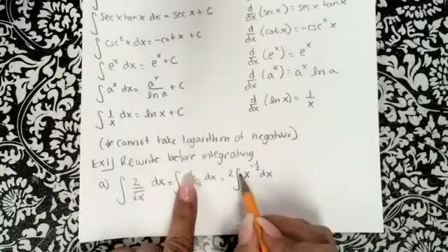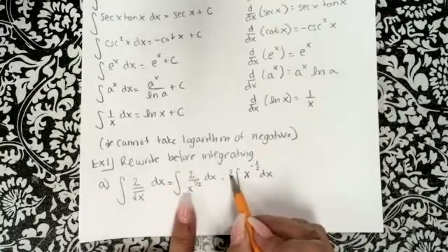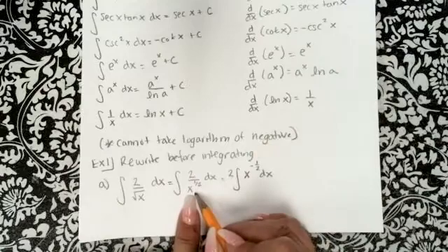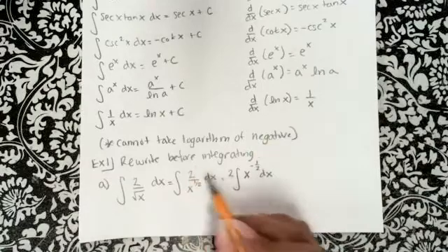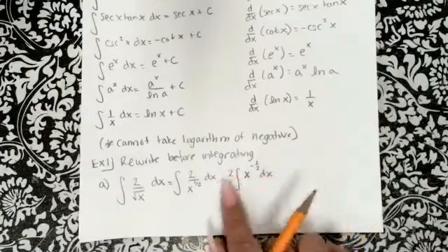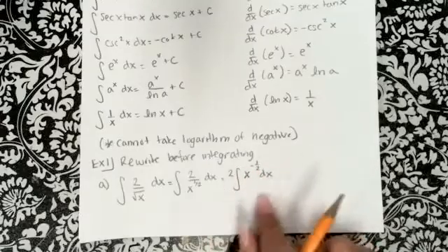So since 2 is a constant, I'm going to put the 2 in front of the integral. And because that's x to the 1/2 in the denominator, I'm going to put it to the top. And now that's going to be a negative 1/2. Now I'm ready to do my antiderivative.